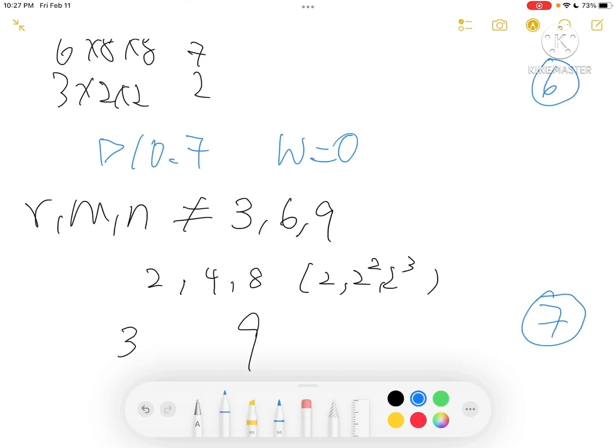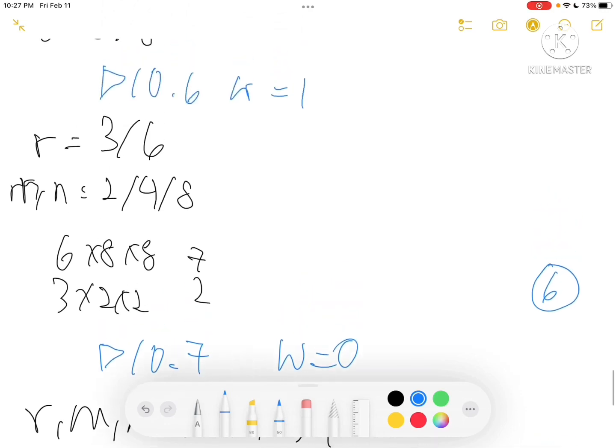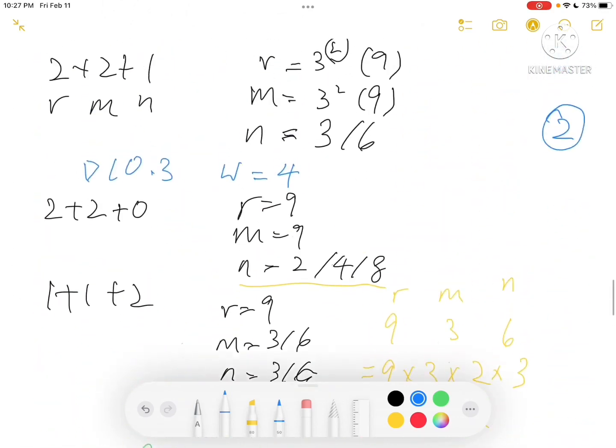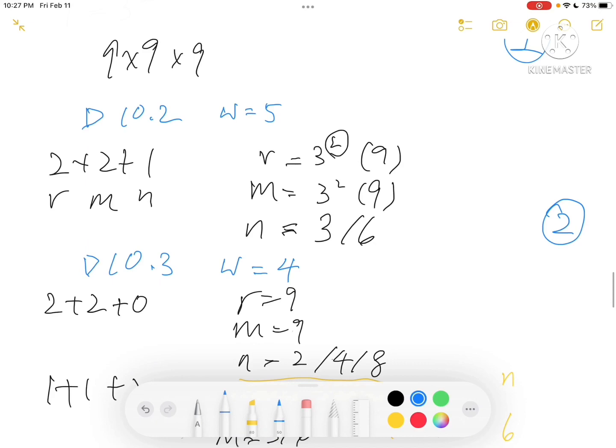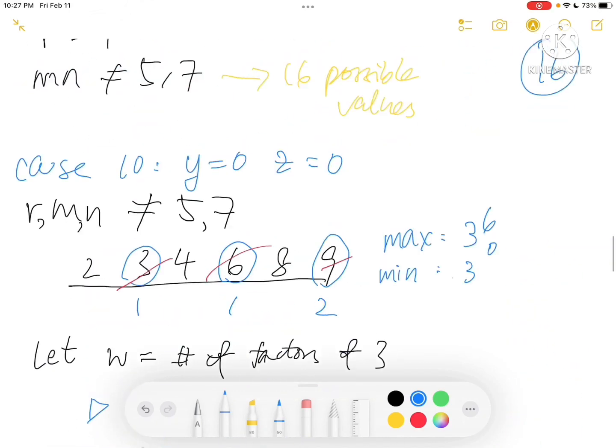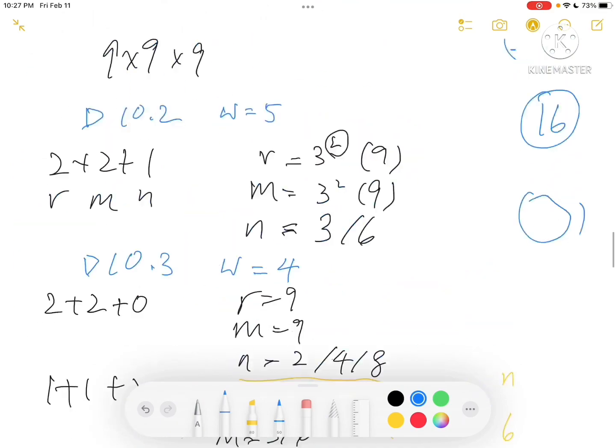Okay, now we can count the number of values we have in the 10th case and add them up together. So we have 1 plus 2 plus 4 plus 5 plus 6 plus 6 plus 7. So we have 31 for case 10.